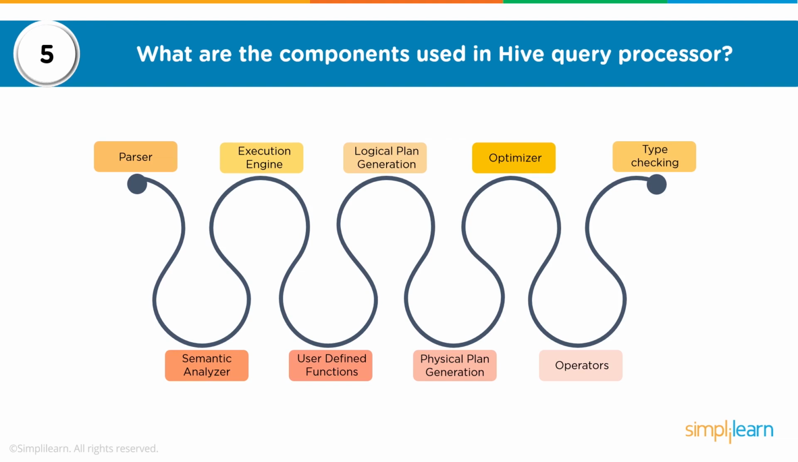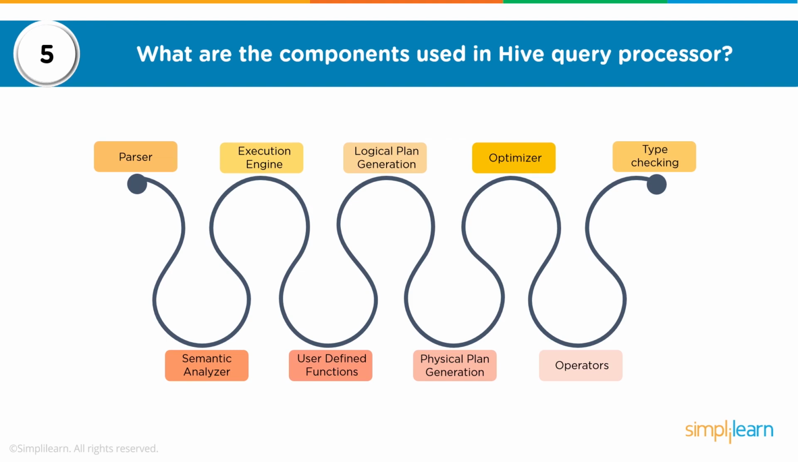You could also have user-defined functions which a user would want to use, and these are normally created in Java or Java programming language, and then basically these user-defined functions are added to the class path. Now you would have a logical plan generation which basically looks at your query and then generates a logical plan or the best execution path which would be required to get to the results.